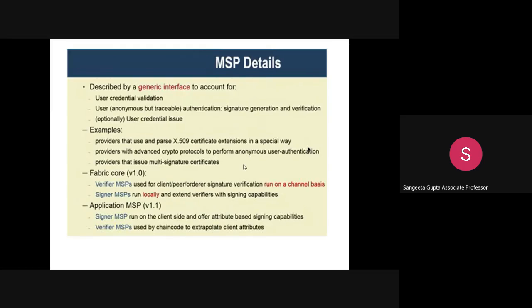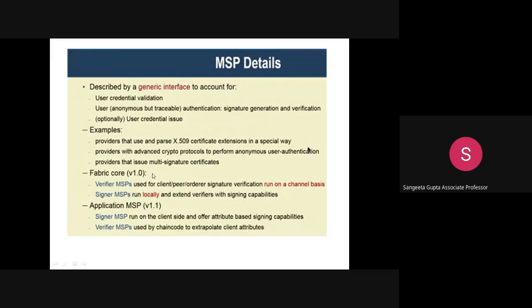The advanced crypto protocols are obviously supported to go with the user authentication, and the providers that issue multi-signature certificates are also validated thoroughly, right? Now, if you are able to see here, there are two important components. One is Fabric Core and the other is the application MSP. MSP is your membership service provider, and Fabric Core is the main central coordinator for that entire Fabric environment.